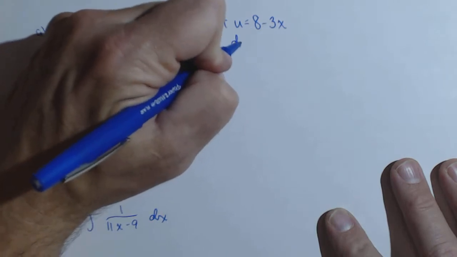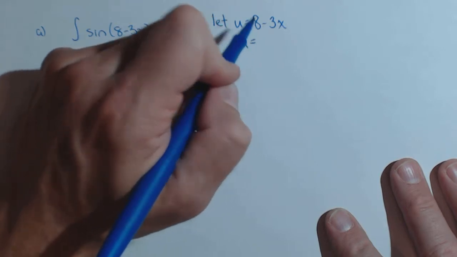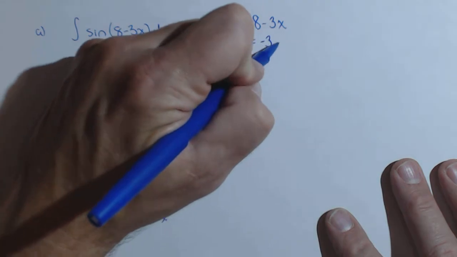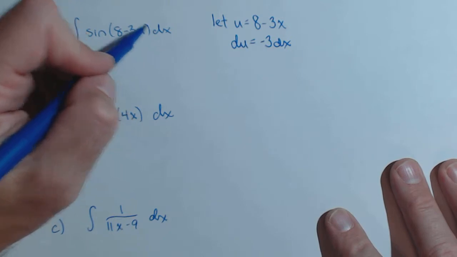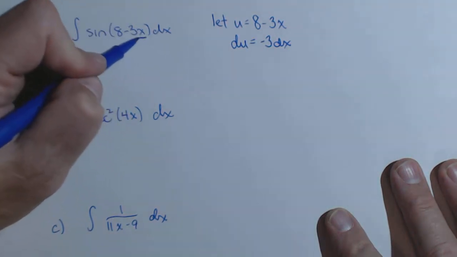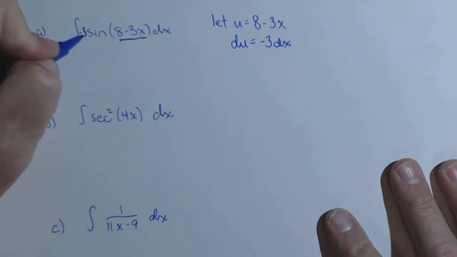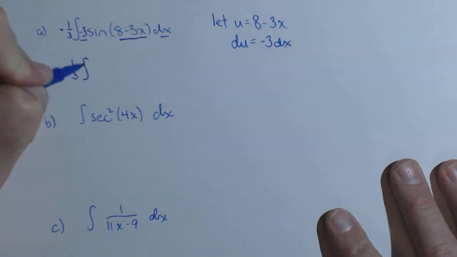Once you choose your u, you calculate your du based on it. It's the derivative of this with respect to x. So the derivative of 8 is 0, and the derivative of negative 3x is just minus 3 dx. Now, I don't have a minus 3 in here, but I need one to get my du in there. To do that, I need to put a minus 1/3 on the outside.